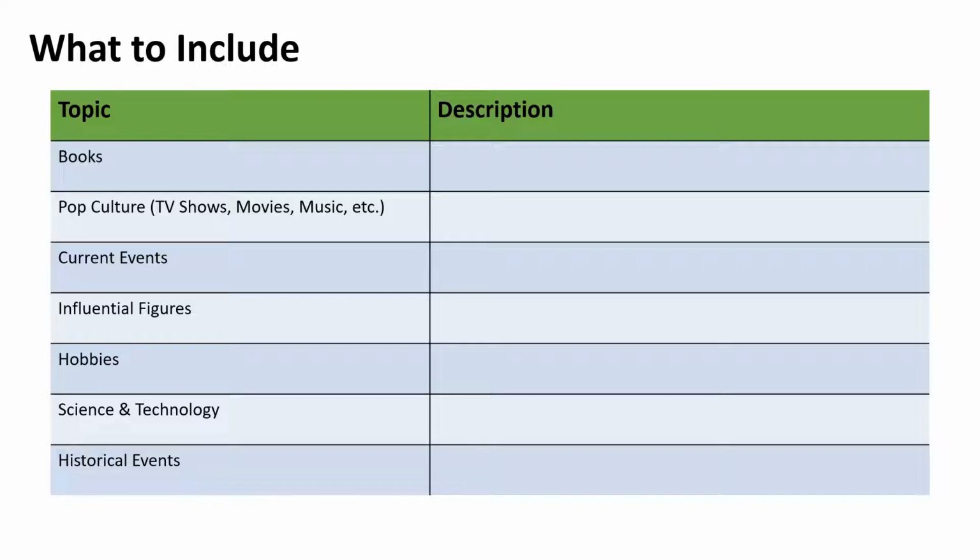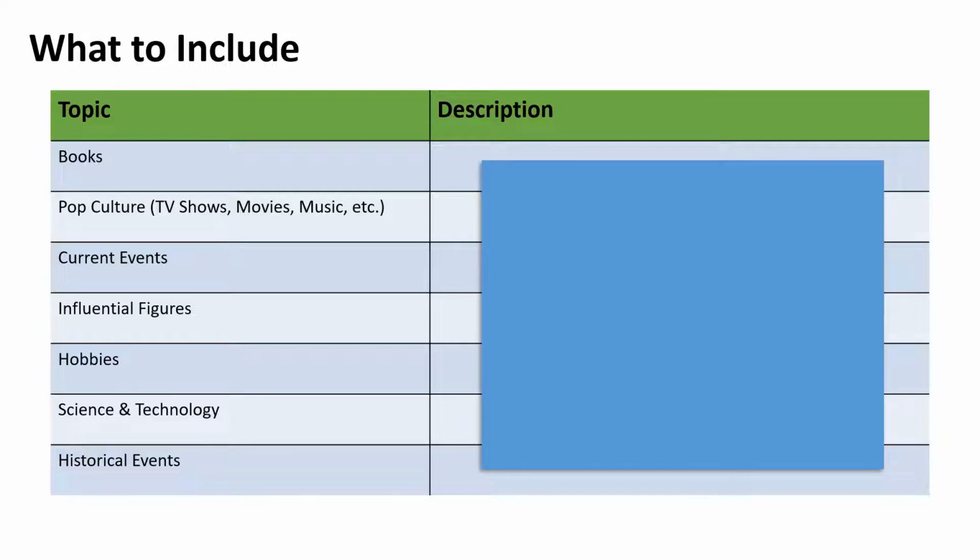On the right side, we'll have our description column, and here is where you'll put key pieces of information about each source or each topic that will help jog your memory whenever you quickly skim over the info bank itself. So here are a couple of things that you can include in the description side. You definitely do not need to include all of them, but here are just a couple of ideas.